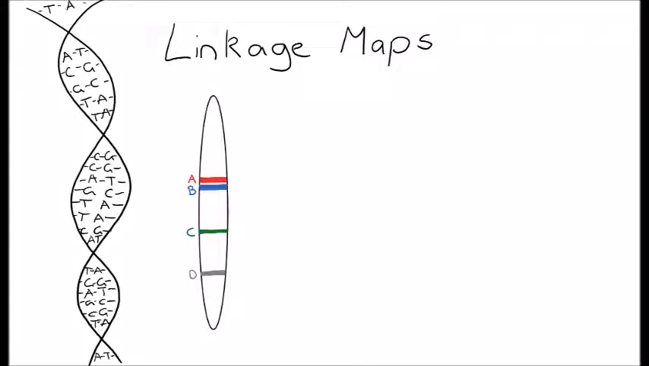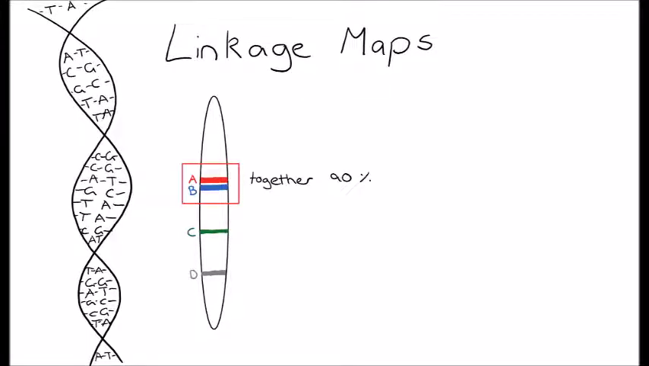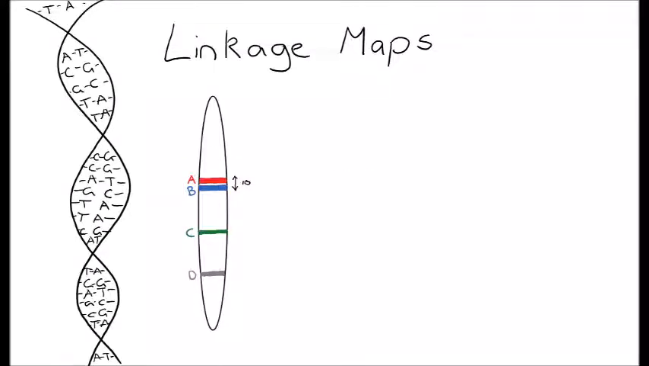To determine the location of these genes, experimental crosses must be undertaken. If in the resulting cross, the characteristics for A and B are expressed together 90% of the time, those genes are located approximately 10 units apart. This process is repeated for the other genes using the same technique.